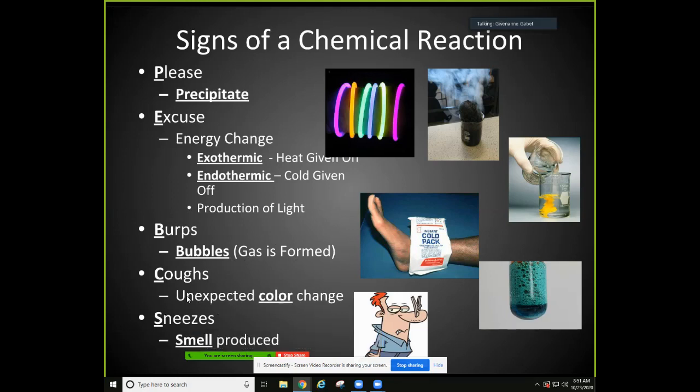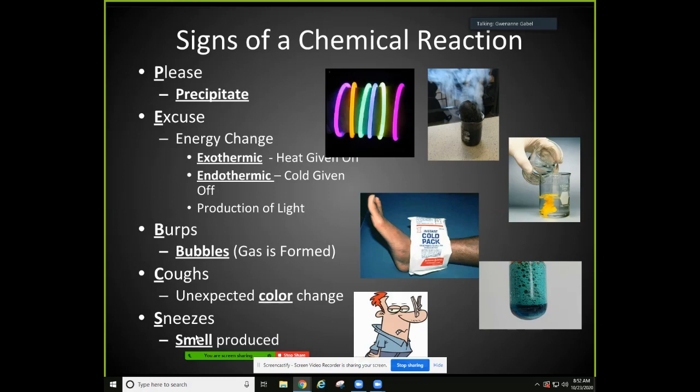Coughs, the key word for this is unexpected. When you add food coloring to water, you expect that color change. That's not a chemical change. Food coloring into water is physical. You add red food coloring to clear water, what do you expect is going to happen? The water is going to turn red. But if you look at this image, when you add two clear liquids and you get a bright yellow, that's wild. You don't expect that to happen. This is a sign of a chemical change. Okay?